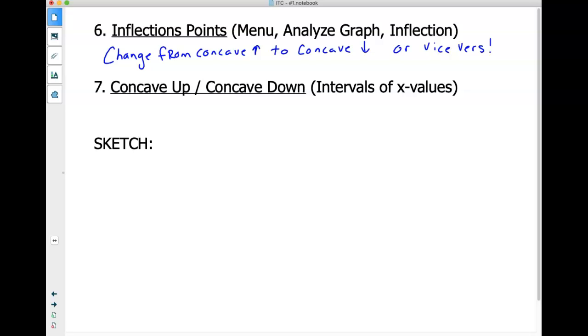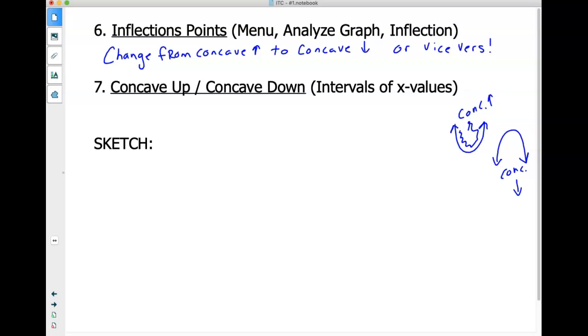Concave up and concave down intervals. Well, if you're forgetting, a parabola is concave up because it can hold water, it fills up. Concave down is like the mountain, okay? Concave up, concave down, okay? Concave up and concave down.